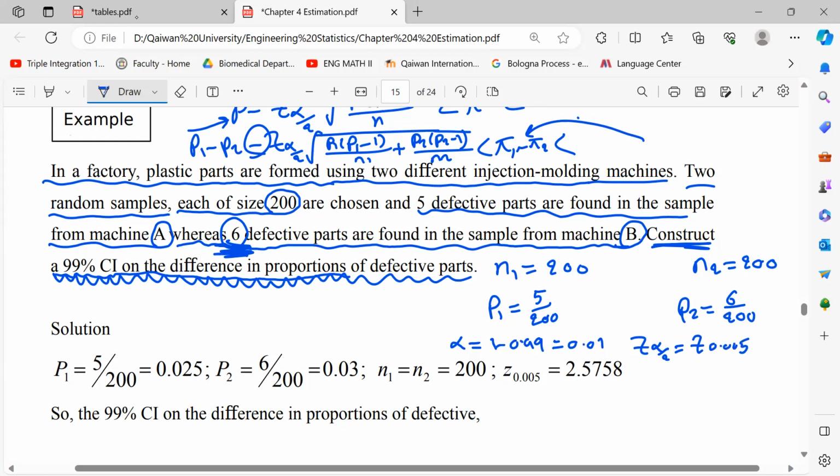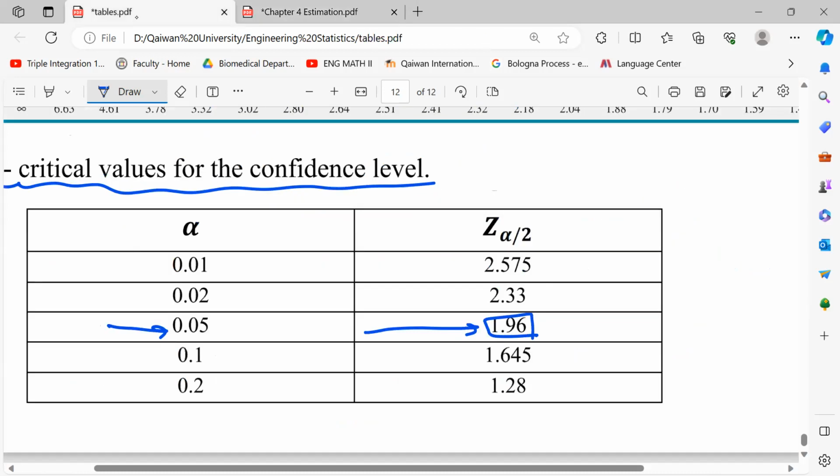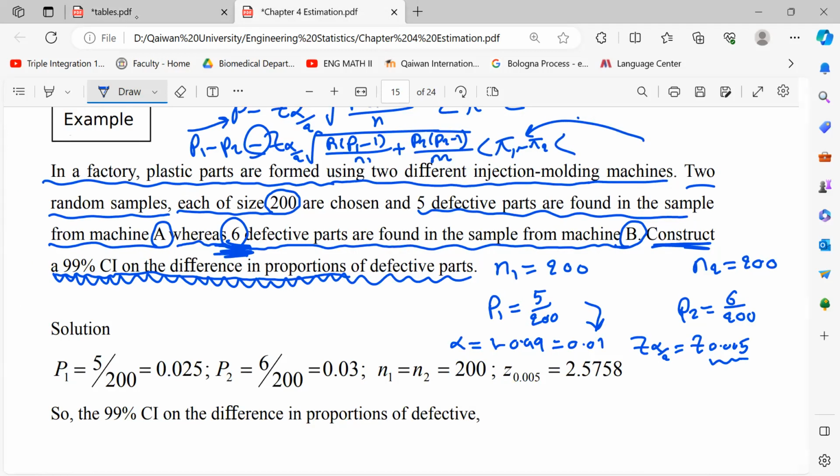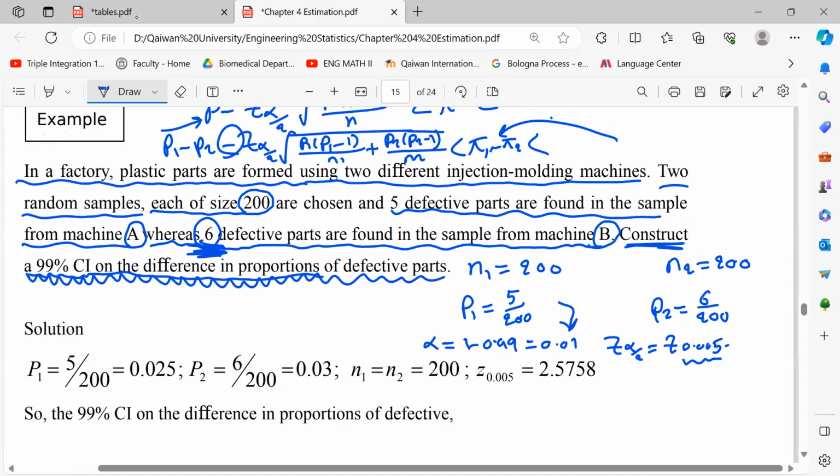0.005. We don't look for this value in the table. We look for the value of alpha in the table. It's 0.01. Let's look. Z of alpha over 2 for 0.01 is 2.575. Use this one for Z of alpha over 2 in the rule.